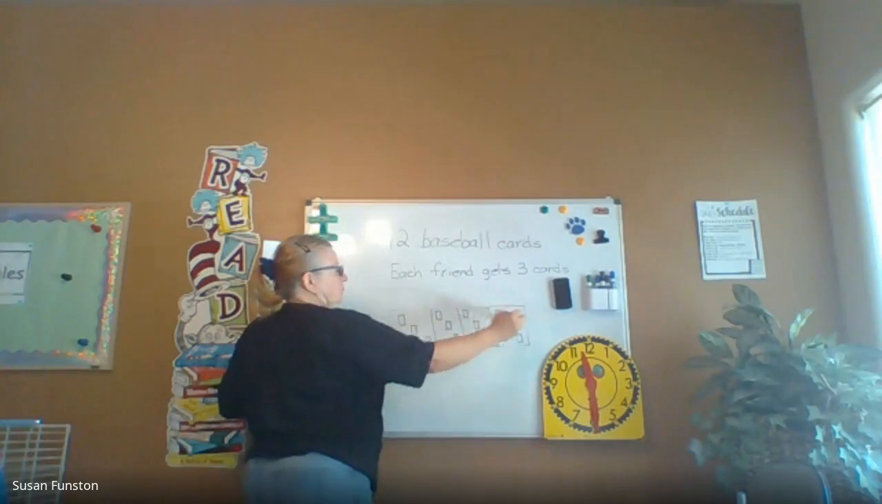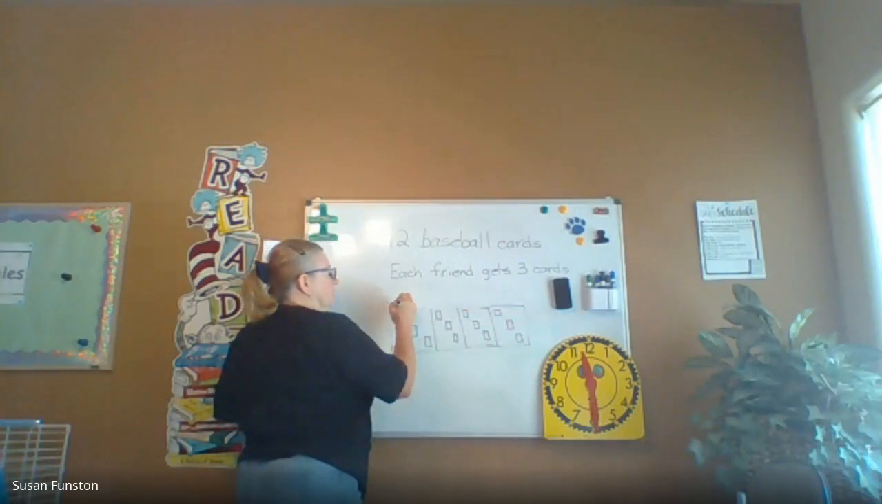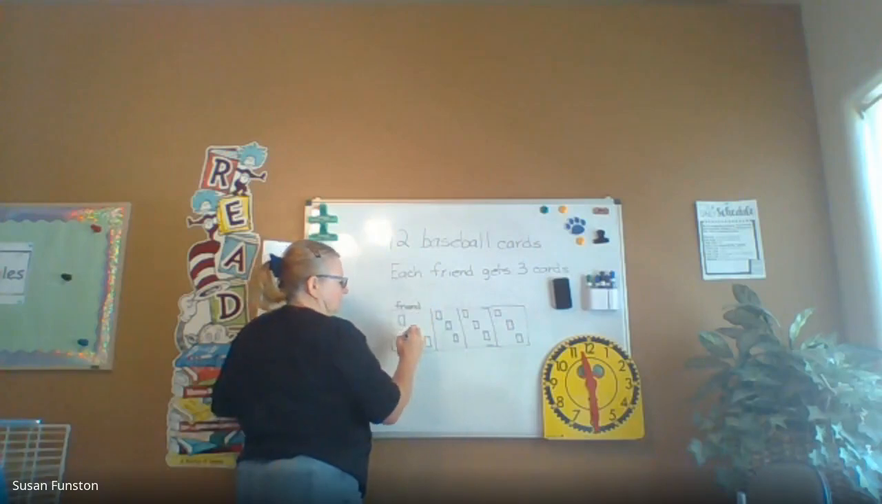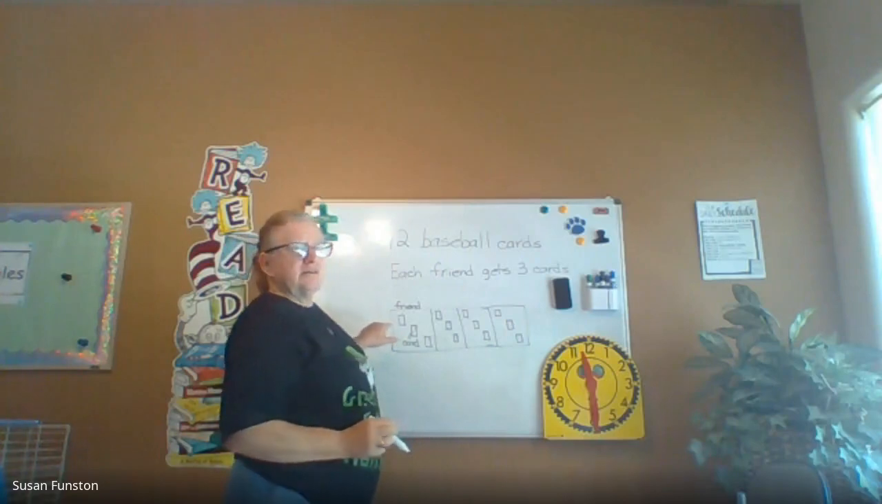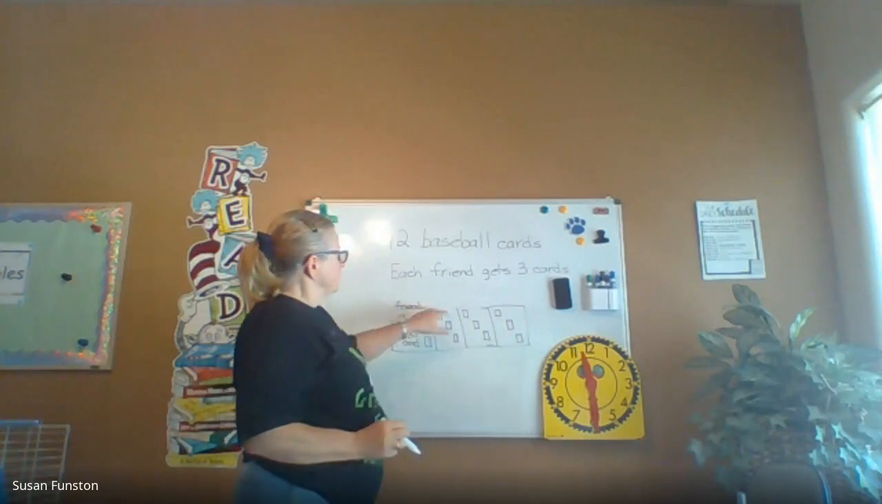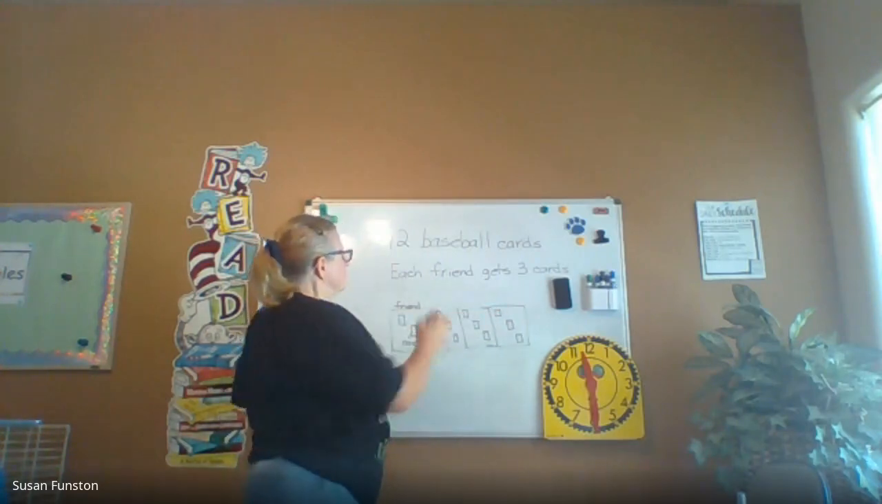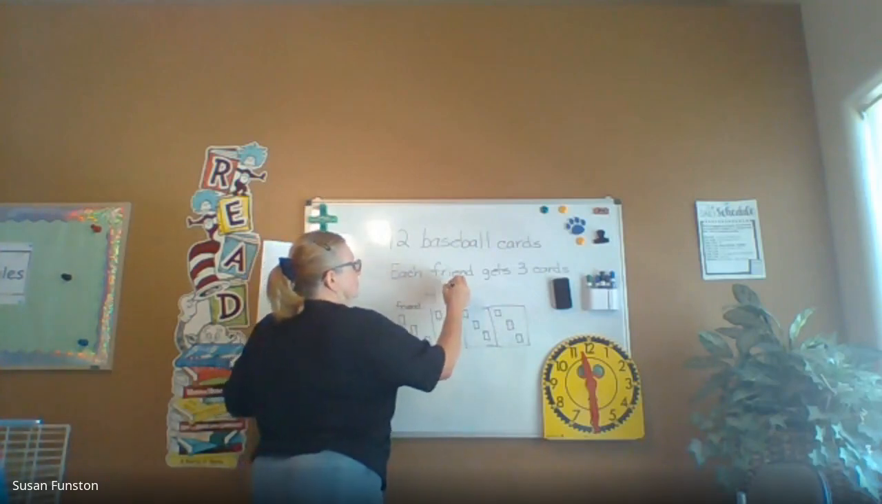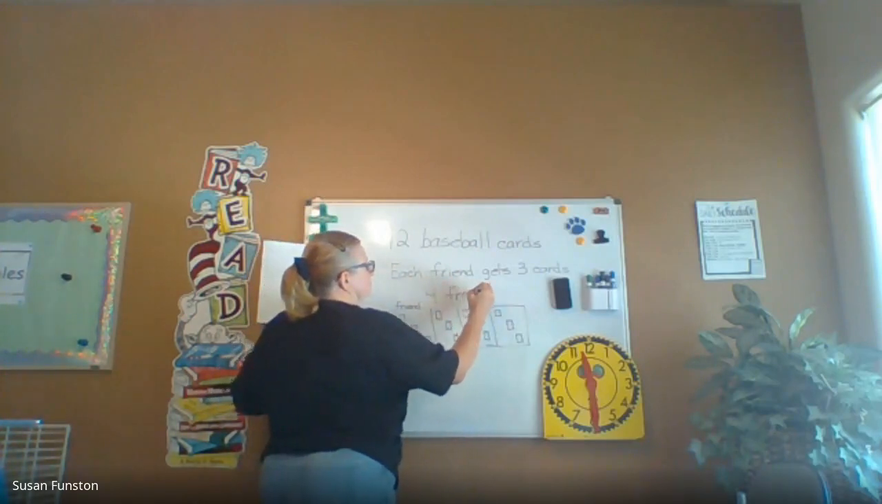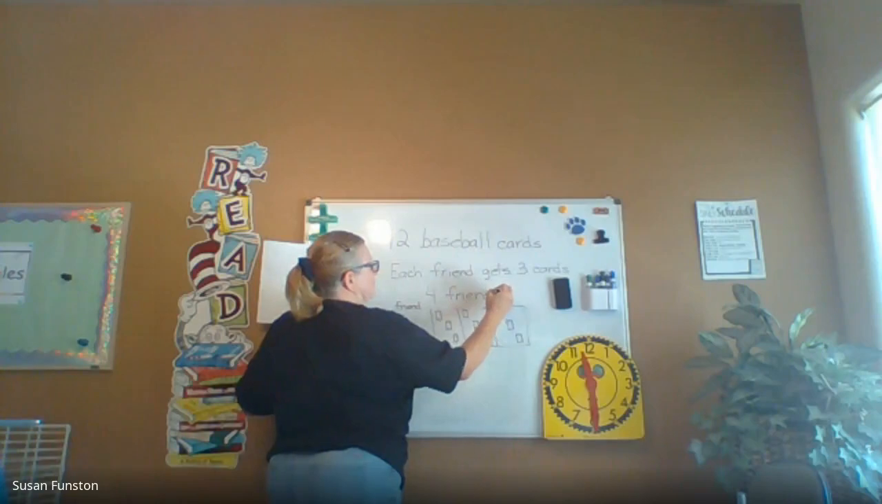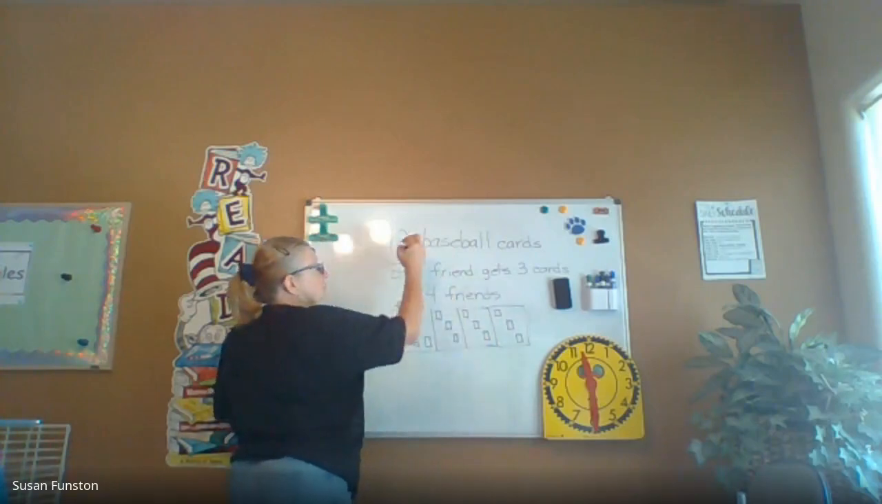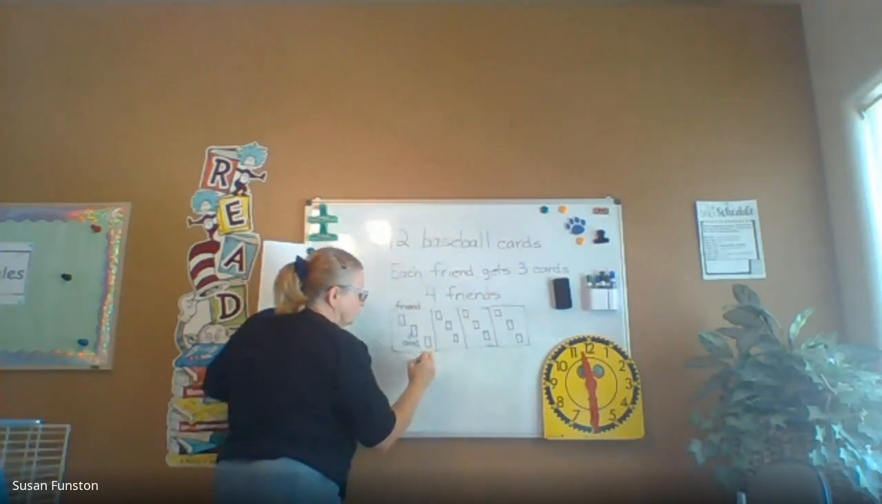So each of these boxes represents a friend. Each of these represents a card. So how many friends did I give them to? 1, 2, 3, 4. 4 friends. And again, I can make my division sentence. 12 divided by 3 equals 4.